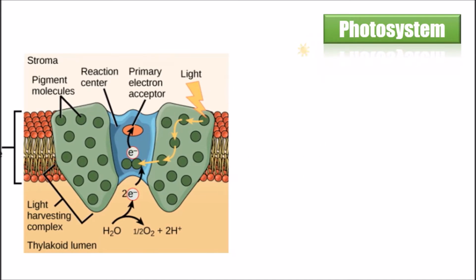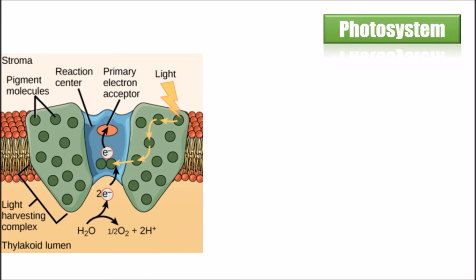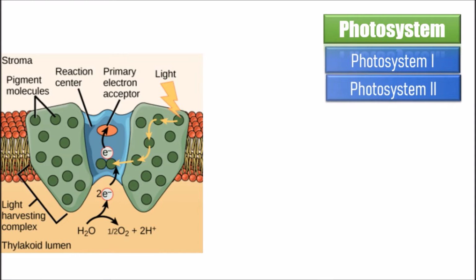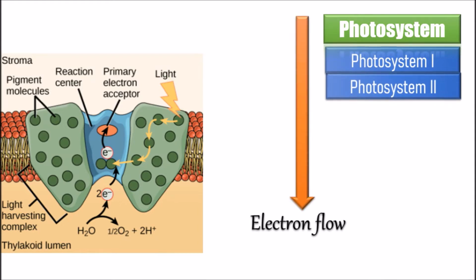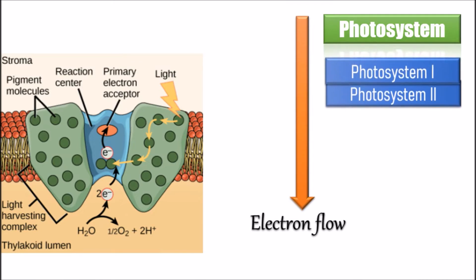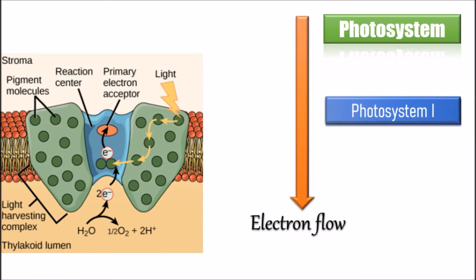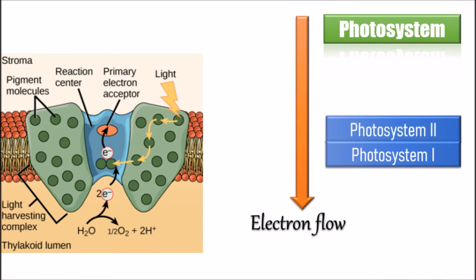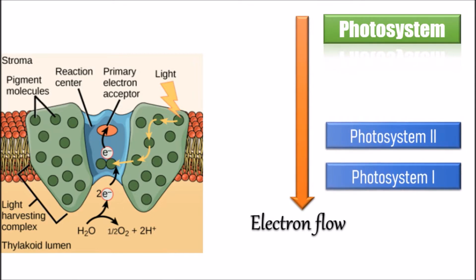There are two types of photosystems found in the thylakoid membrane. They are photosystem 1 and photosystem 2. Photosystem 2 comes first in the path of electron flow but is named second because it was discovered after photosystem 1.